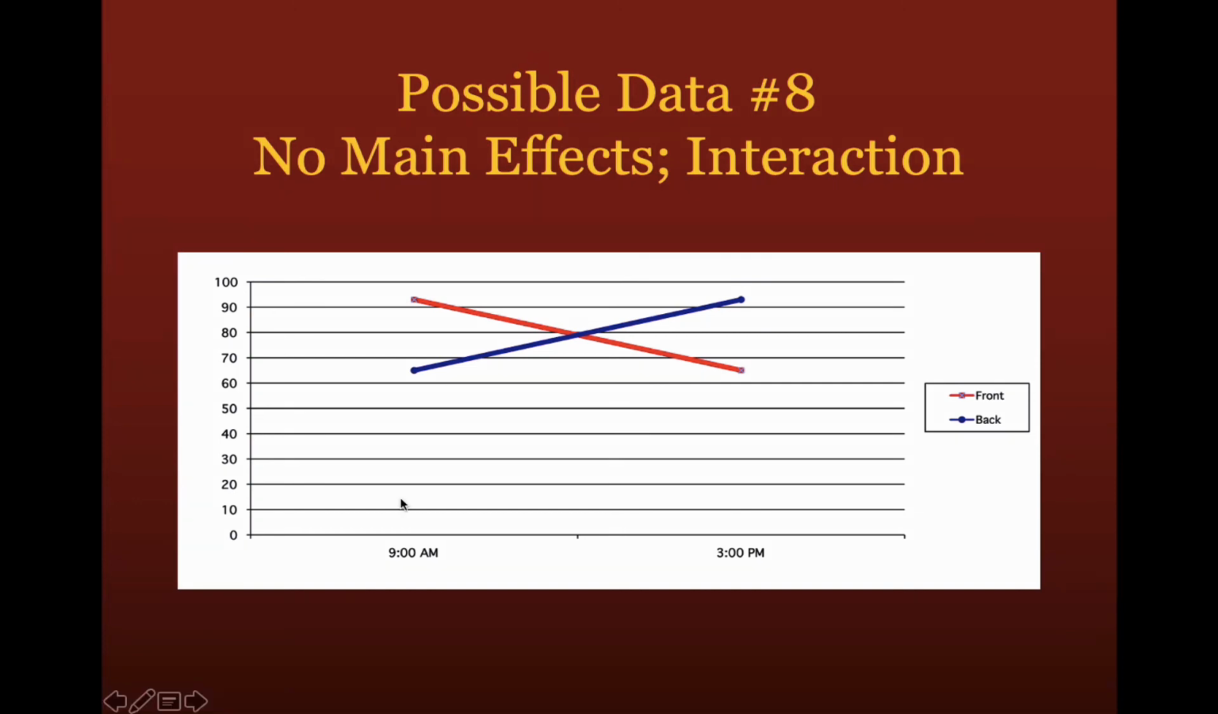So as you can see, there's no main effect of seating location. The average of the fronts is the same as the average of the backs. There's no main effect of time of day. The average of the 9 o'clocks is the same as the average of the 3 o'clocks. But there is an interaction. At 9 o'clock, students in the front do better than students in the back. At 3 o'clock, students in the back do better than students in the front. So the pattern of the means changed from 9 o'clock to 3 o'clock. That's where the interaction is.